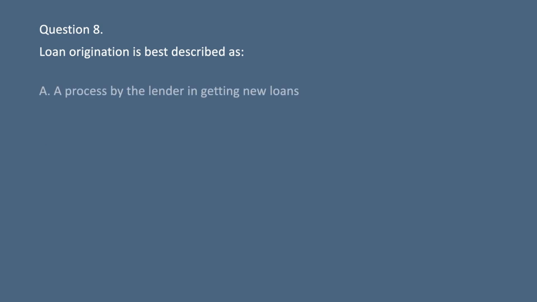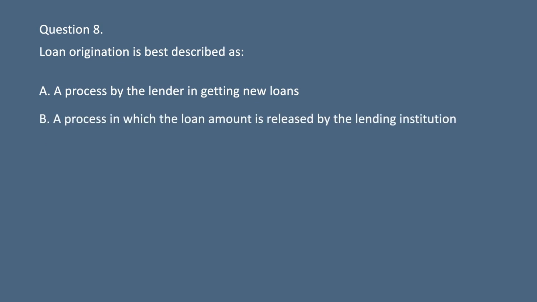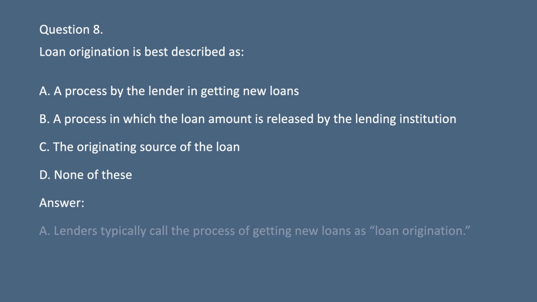Question 8. Loan origination is best described as A. A process by the lender in getting new loans. B. A process in which the loan amount is released by the lending institution. C. The originating source of the loan. D. None of these. Answer A. Lenders typically call the process of getting new loans as loan origination.